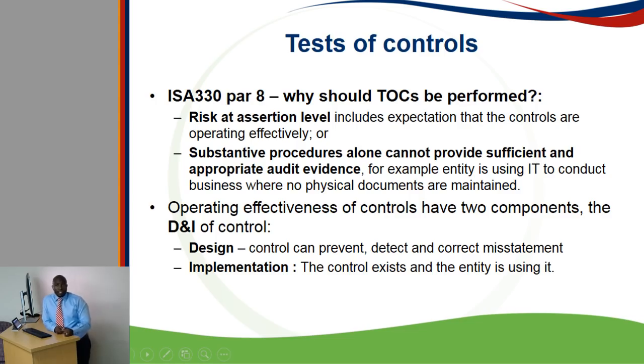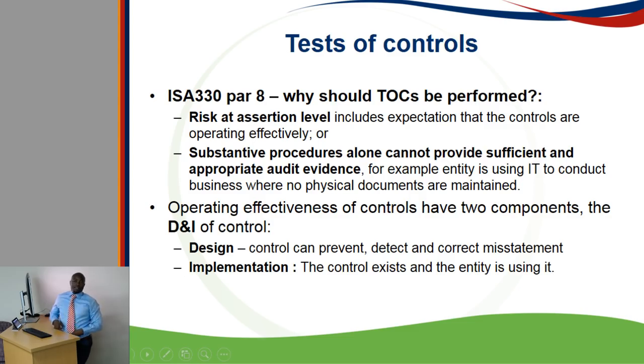Okay, as per ISA 330 paragraph 8, tests of controls are performed because of the risk at the assertion level and because substantive procedures alone cannot provide sufficient and appropriate audit evidence. Right. Operating effectiveness of controls has two components. The D and I of the control, which is the design and implementation. The design means the control can prevent, or detect and correct, misstatements. The implementation means that the control itself exists and it's in place.